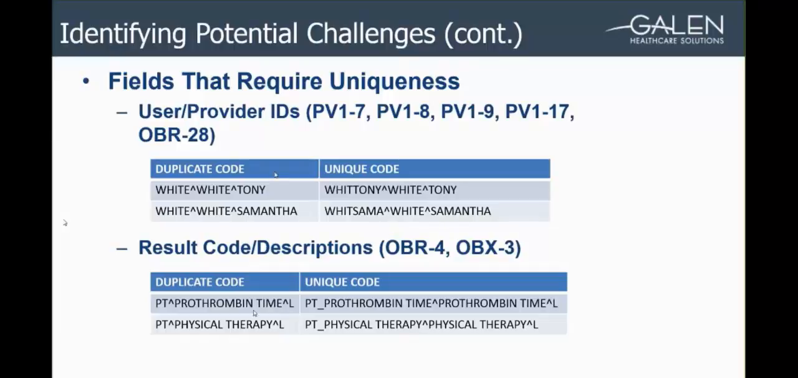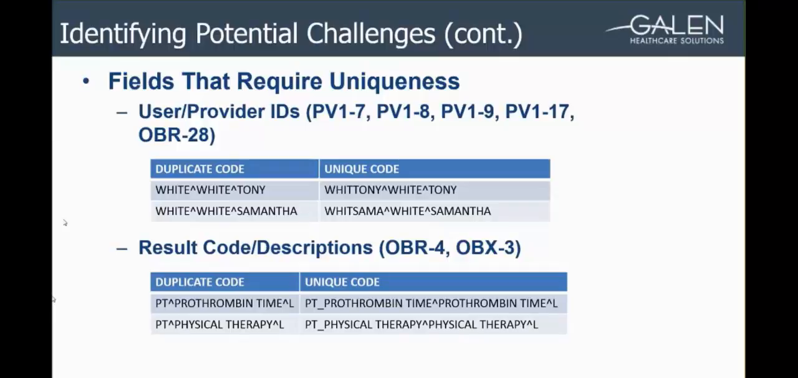So let's say prothrombin time is loaded first with the code of PT, but then a physical therapy lab comes in right after that. That physical therapy lab will display as prothrombin time because it was loaded with the code PT first. So it's first come, first serve. Whatever description is loaded with this PT code first, that's what's going to display every time PT comes in.